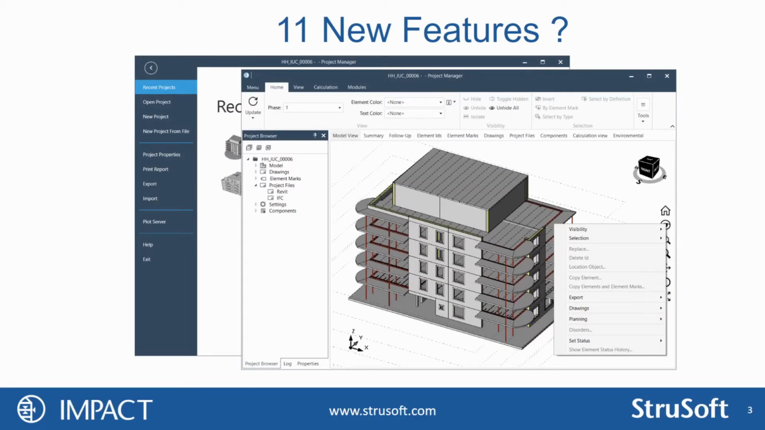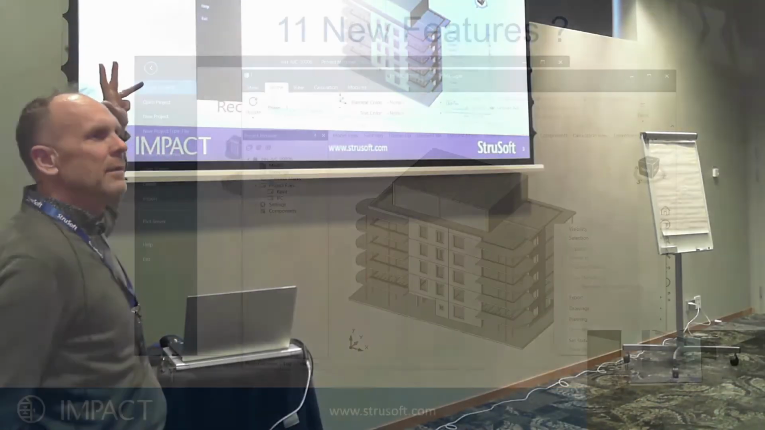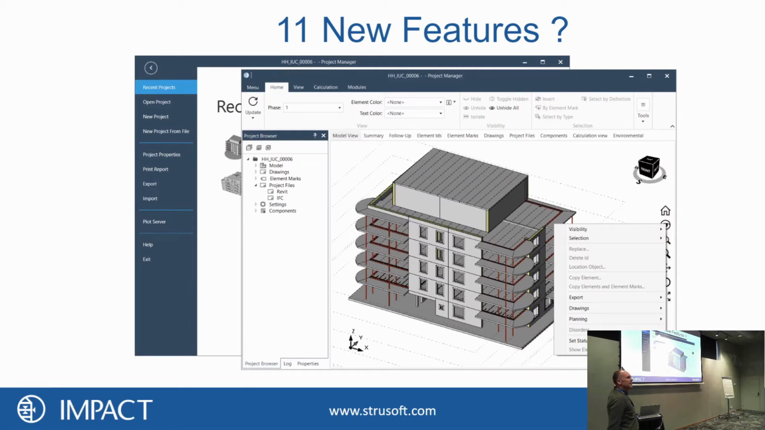Can you find 11 new features in PM? Anyone? Sorry? Plot server, 1, yes. Yes, calculation view, IFC, Revit, environment, 5. We have that. Calculate, we have update, 6. New icon. Yeah. New color, yeah, we have got.